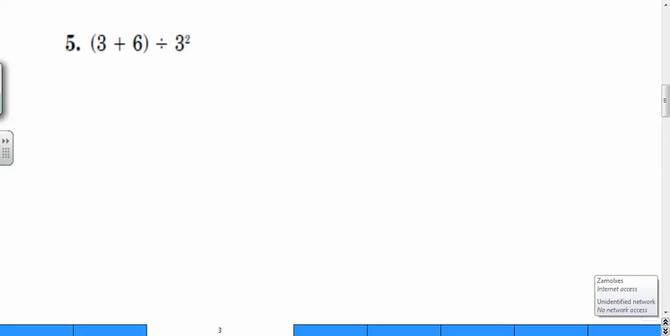Okay, as usual, problem number 5 here. I need to follow the order of operations. PEMDAS. Parentheses. Yes, I have 3 plus 6. That will be 9. Are there any exponents? Yes. I have 3 squared.